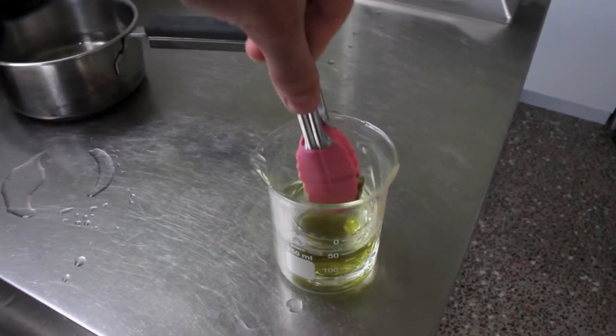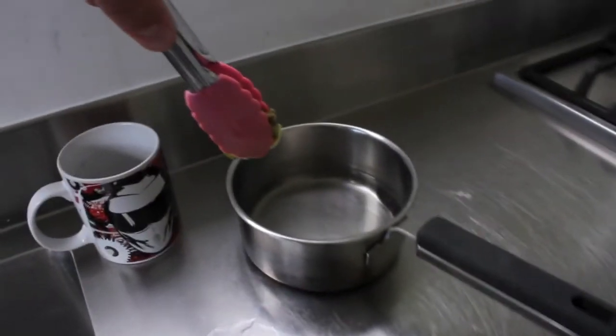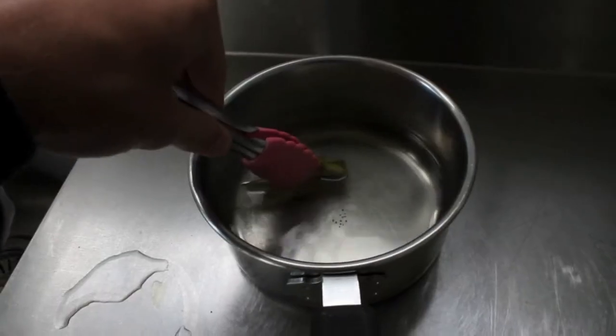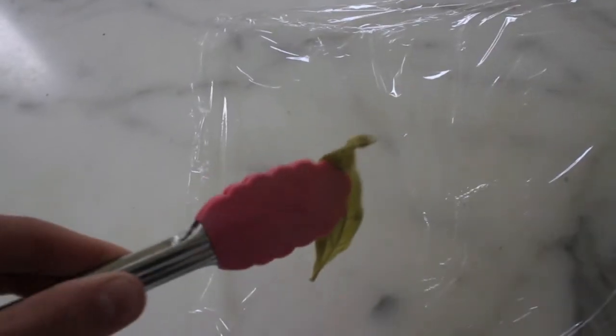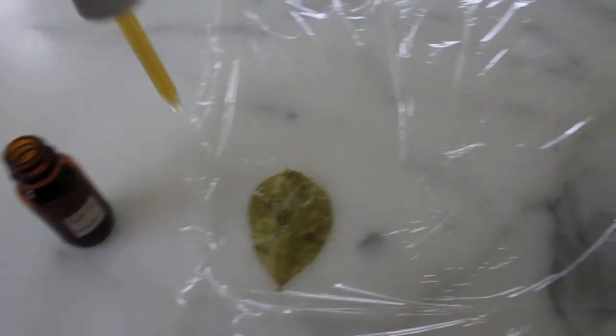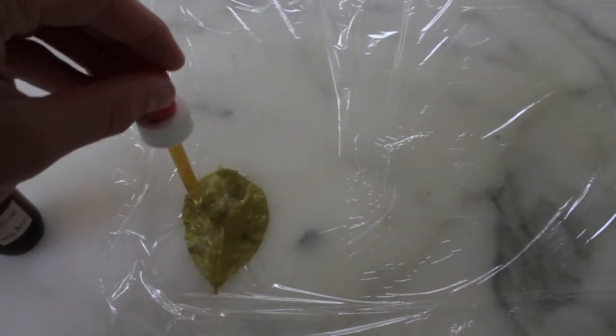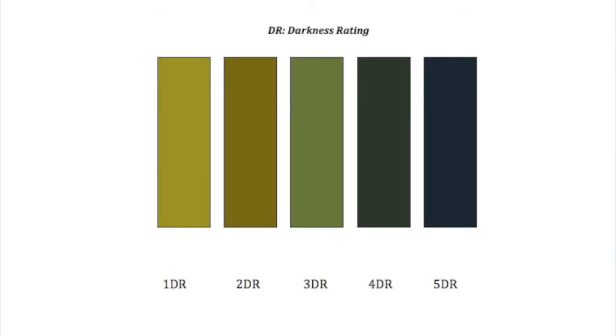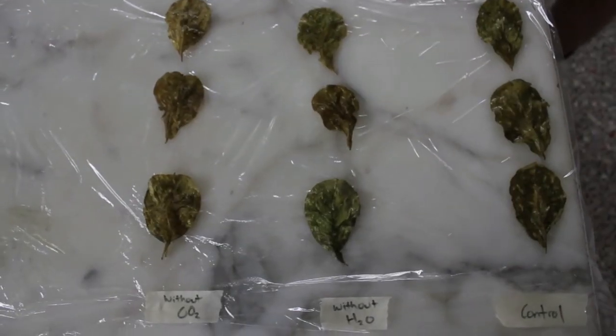Once the chlorophyll was completely removed, the leaf was replaced back in boiling water so as to soften it for the absorption of starch. Once resoftened, the leaf was removed, placed on a clear surface, and flattened. 1 dropper of iodine was placed on the leaf to show up starch. The leaf was then compared to a darkness rating chart, with the higher the number being the more starch present. This was repeated for all 3 leaf conditions 3 times.